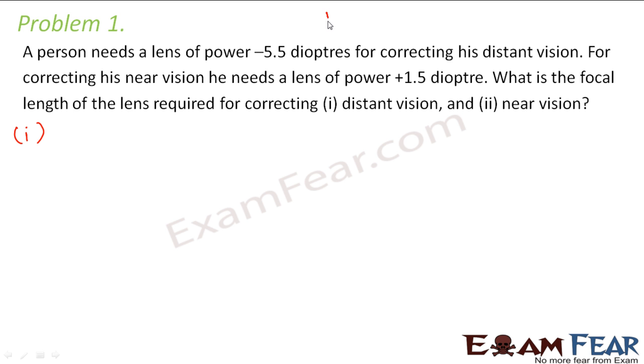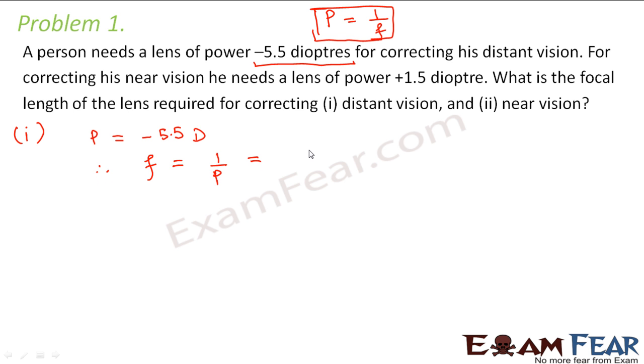Before that, let me remind you of the relationship between power and focal length. Power is equal to 1 by focal length, right? That is how the power of a lens is related to its focal length. For distant vision, the power of the lens is minus 5.5 diopters. Therefore, the focal length of this lens will be 1 divided by power, so 1 by minus 5.5, which is equal to minus 0.181 meters. This would be the focal length of the lens required for correcting distant vision.